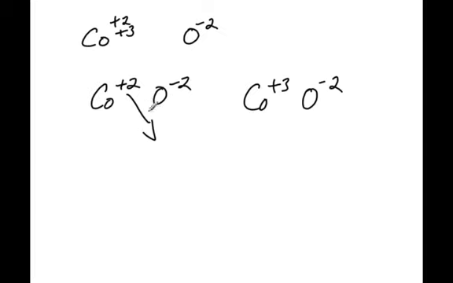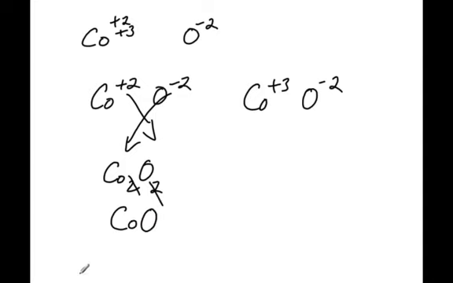When I do my crossover, I would end up with Co2O2. We actually reduce that. When they're both the same, we just write it as a single 1 and 1. So my chemical formula would be CoO. Here, if I do my crossover, I end up with a very different result. I end up with 2 cobalts and 3 oxygens. So my chemical formula, Co2O3.